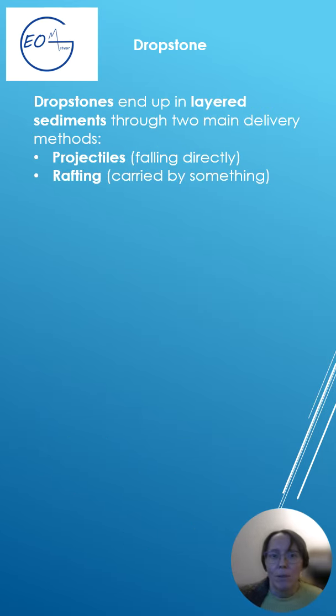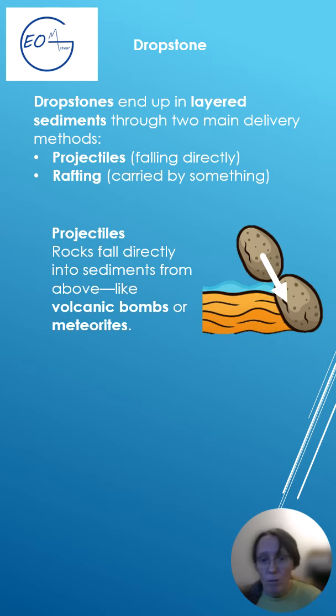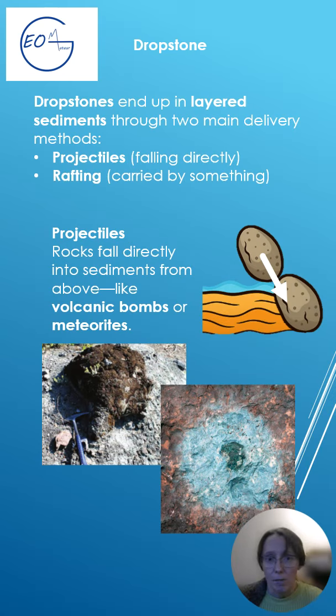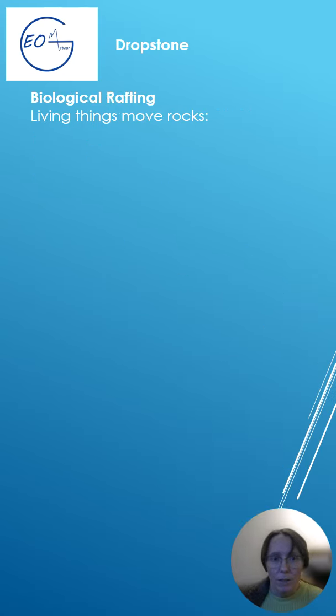Dropstones end up in layered sediments through two main delivery methods: projectiles, falling directly, and rafting, carried by something. Projectiles are rocks that fall directly into sediments from above, like volcanic bombs or meteorites.